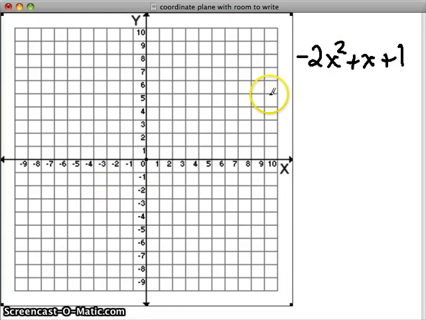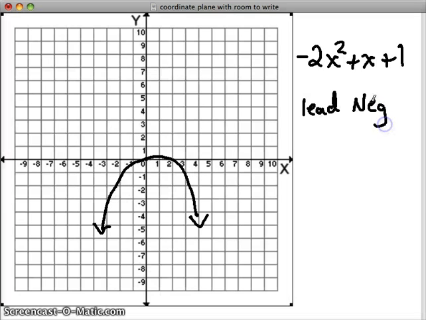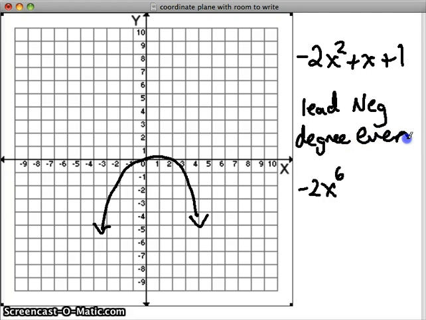Well, I know that if I have a quadratic with a negative leading coefficient, I'm going to have that umbrella shape, or my parabola is going to open down. So that's a leading coefficient that is negative. And now if I change it up, if I just make that degree a higher even number, so if I have a degree that's even, it's not going to change my end behavior.